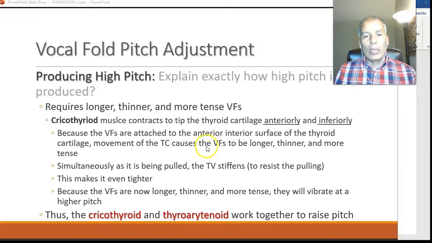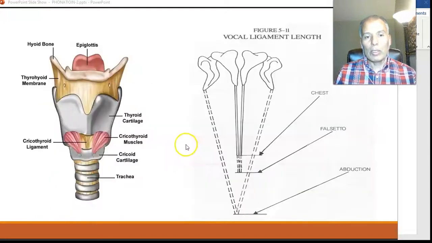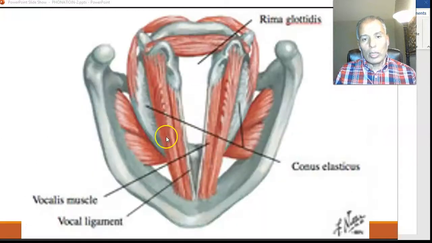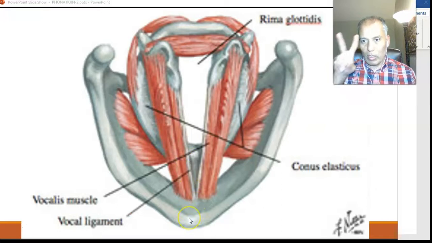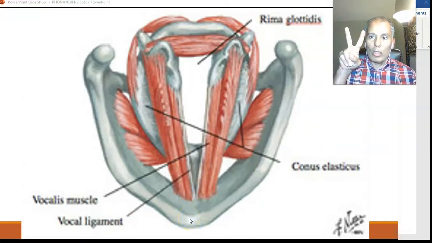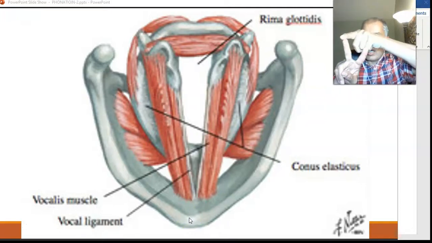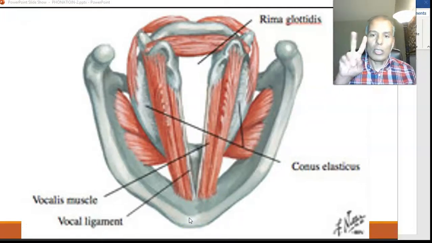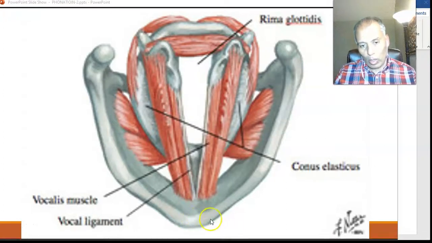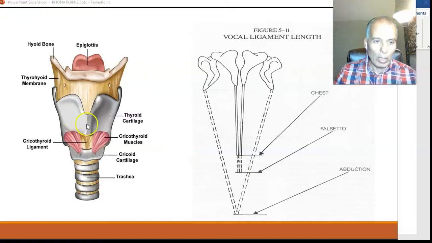So I'll describe it here. You can read all of this, but I'll describe it. You notice how the vocal folds are here. This area is called the thyroid notch. A notch is a triangular space like this; you just cut it out, take it out, and that becomes a notch. We are going to look from the anterior surface now, and you can imagine the vocal folds here. Here is the anterior surface.